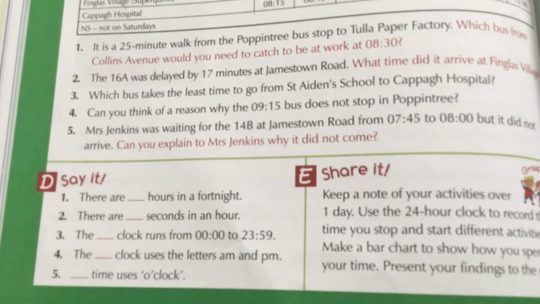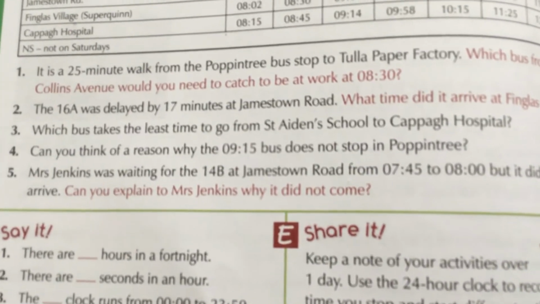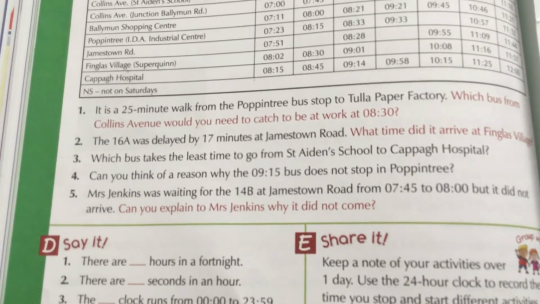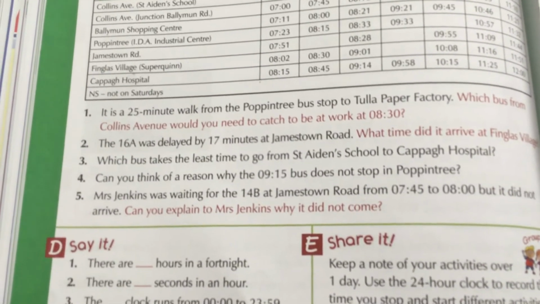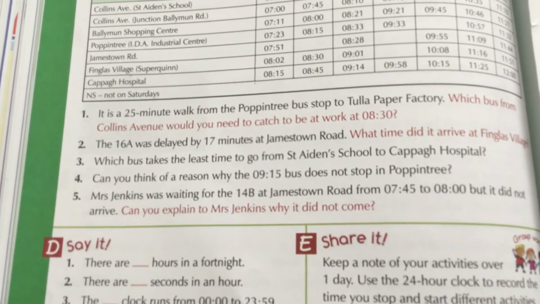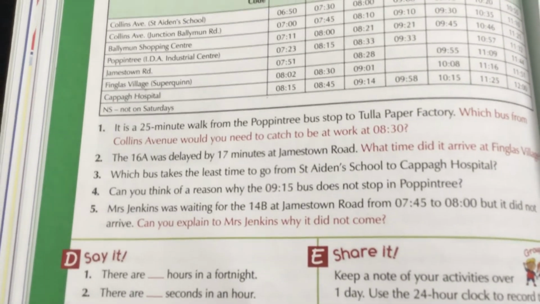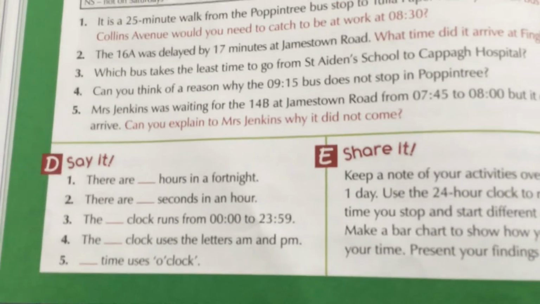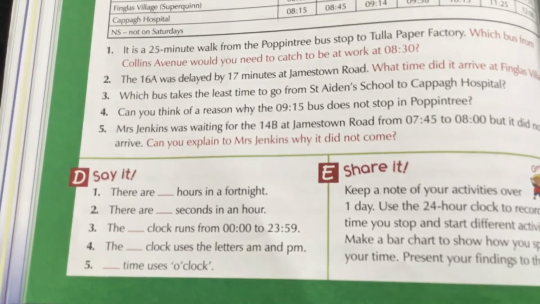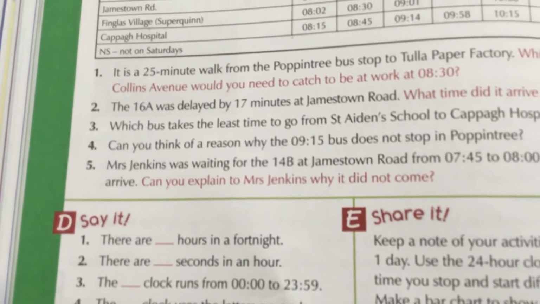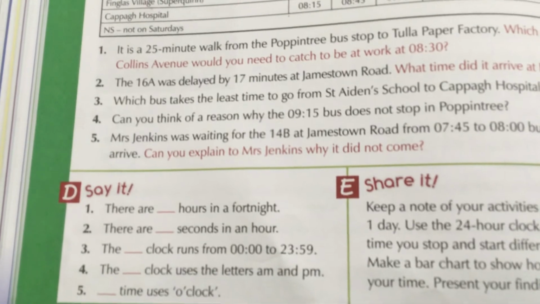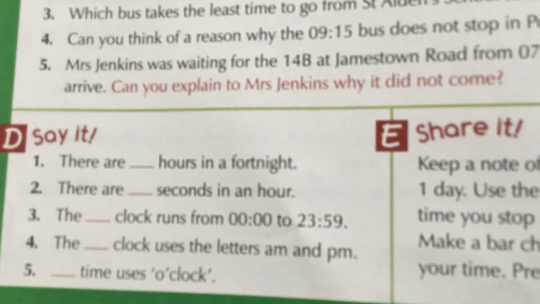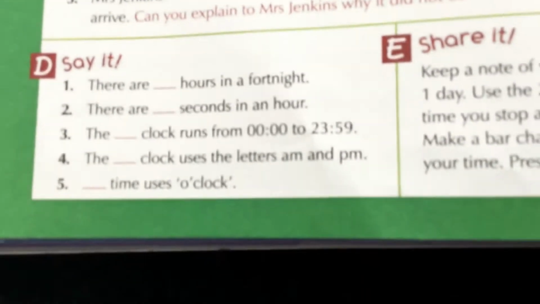So if you work those out, guys, there are 24 hours in a day, and then multiply the 24 hours in a day by 14, okay? So you can multiply the 24 by 10 and then add the 24 by 4, and then the seconds, yes, 60 seconds, and then the clock runs from 00 to 23, and that is the 24 o'clock. And the analog clock uses AM and PM, and something time uses o'clock.